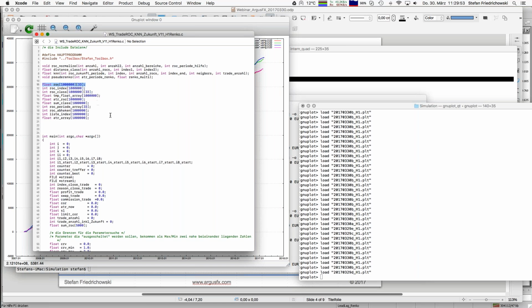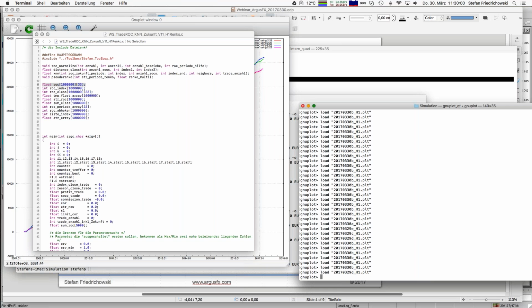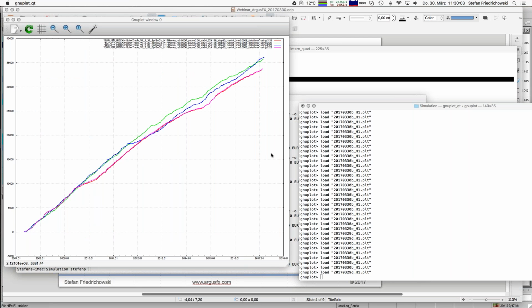So it was only the wrong dimension or the wrong limits for that array, which finally resulted in those nice equity lines. So I cannot really explain why that mistake leads to those equity lines. The only thing I know is I write into the memory somewhere, and later I read variables somewhere, and I get the wrong answers. Yeah, and in this case, I have really nice equity lines, but they are wrong.